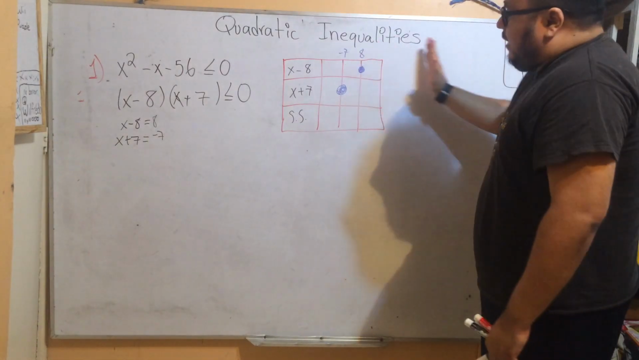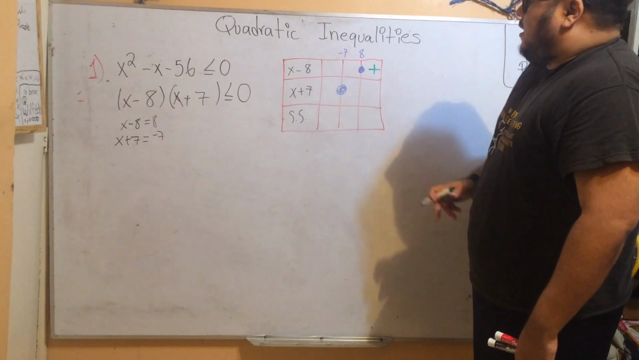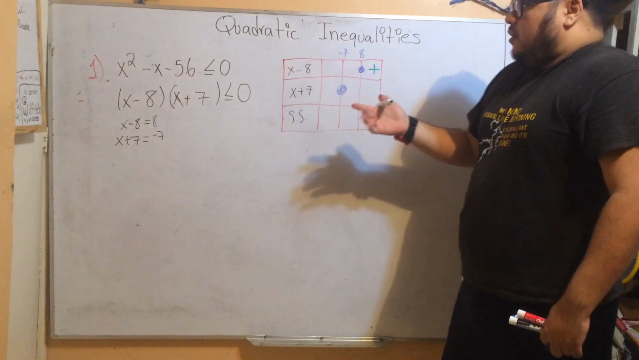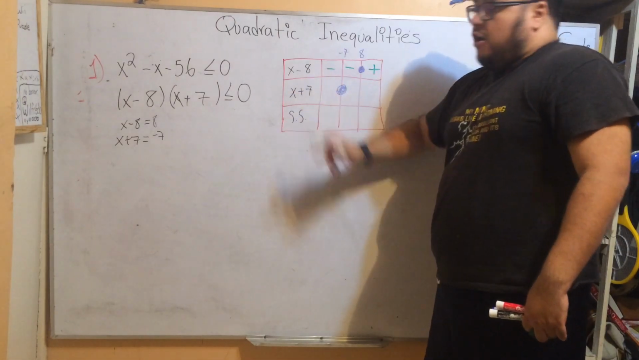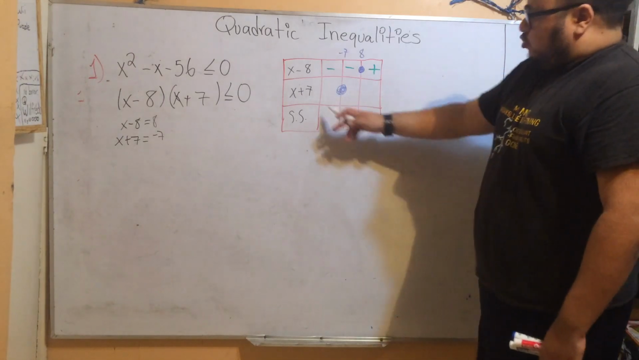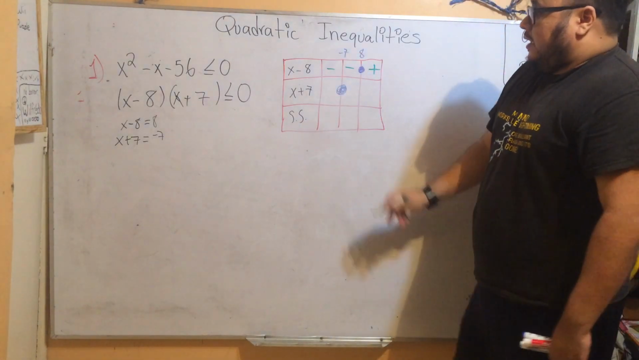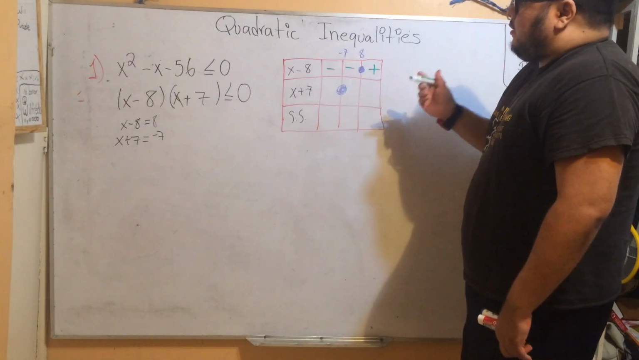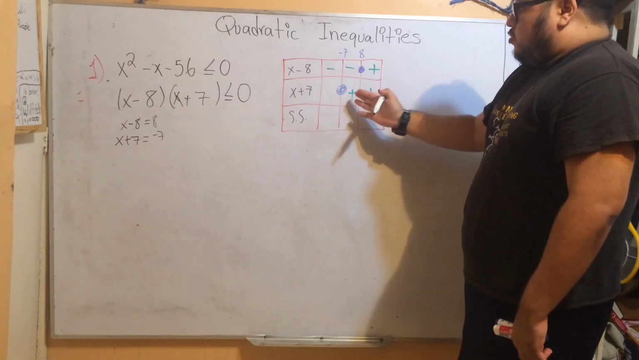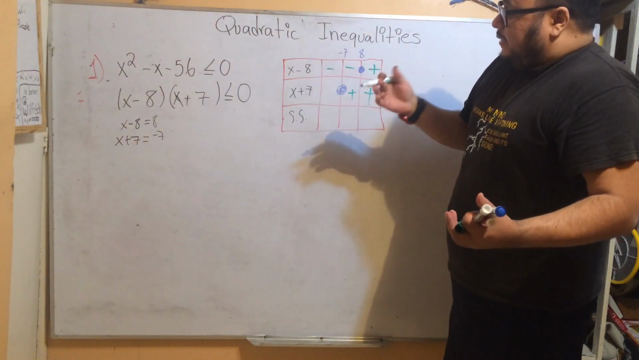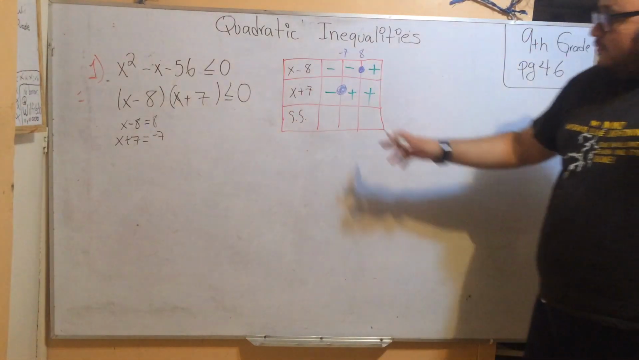The numbers to the right of 8, let's say 10, 10 minus 8 is 2, so the answers on this side are going to be positive. Let's try numbers to the left of 8. Let's try 0: 0 minus 8 is -8. So the numbers to the left of 8 are going to give us negative answers. Now x plus 7 becomes 0 at -7, but it's included. Numbers to the right of -7, let's try 0: 0 plus 7 is positive. So the numbers to the right of -7 give positive answers. The numbers to the left, let's say -9: -9 plus 7 is -2. So the answers to the left of -7 are going to be negative.